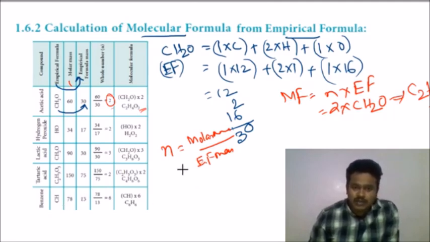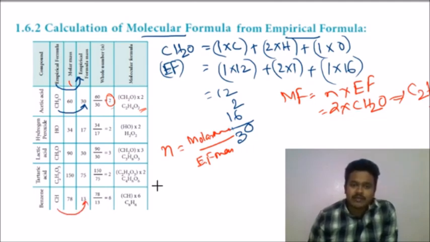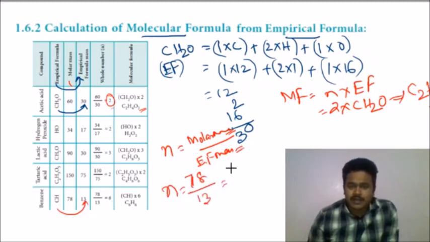I will do another one. Benzene molecule. This is the empirical formula, and this is the molecular mass. This is 13, the empirical formula mass. I have to find out the n value. The n value means molecular formula mass by empirical formula mass. What is the molecular formula mass? Nothing but the molar mass, that is 78, by the empirical formula mass, 13. 78 by 13 will be 6. That is the n value I am getting.